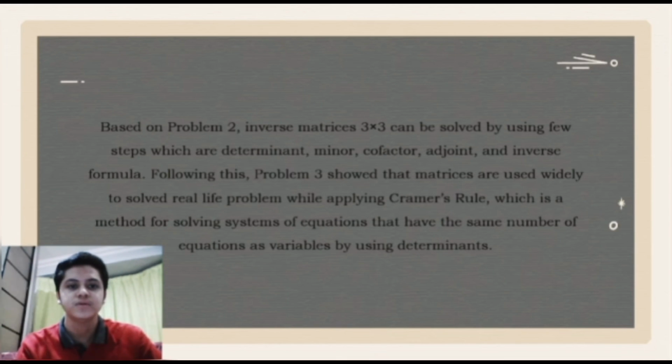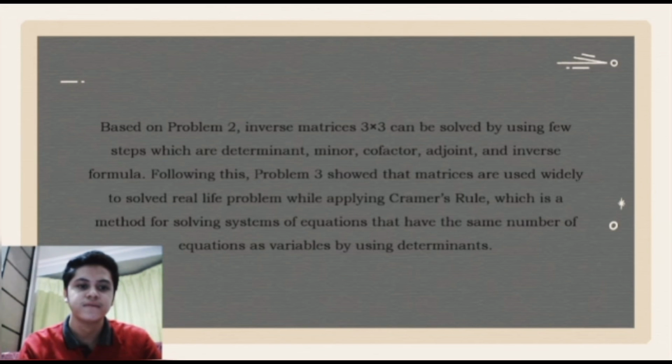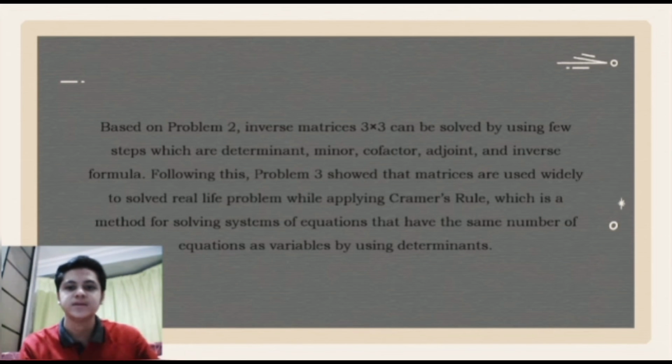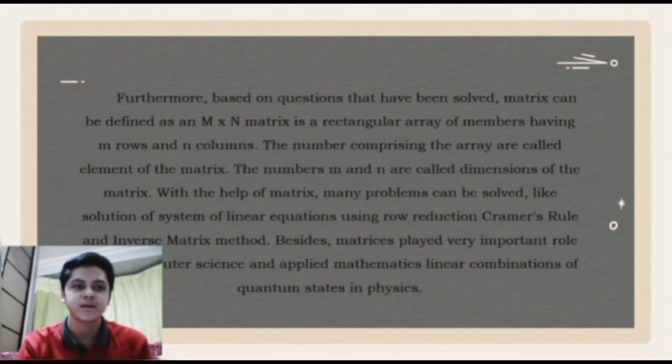Based on problem 2, a 3 multiplied by 3 inverse matrix can be solved by using a few steps, which are determinant, minor, cofactor, adjoint, and inverse formula. Following this, problem 3 shows that matrices are used widely to solve real-life problems while applying Cramer's rule, which is a method for solving a system of equations that has the same number of equations as variables by using determinants.